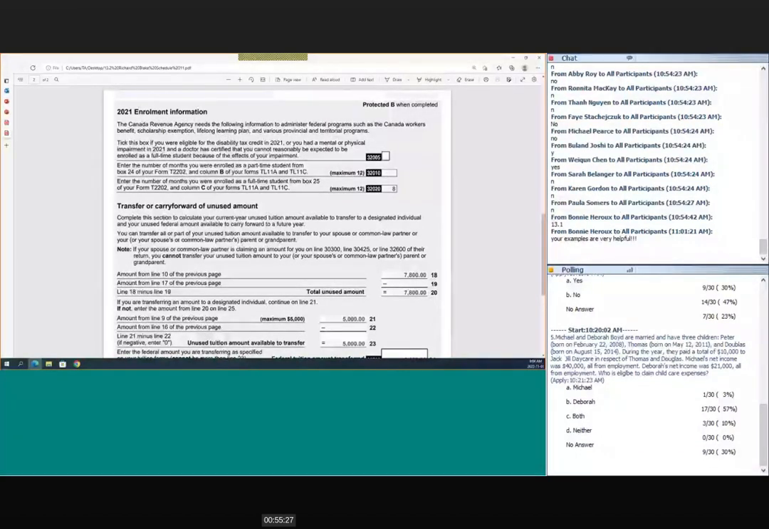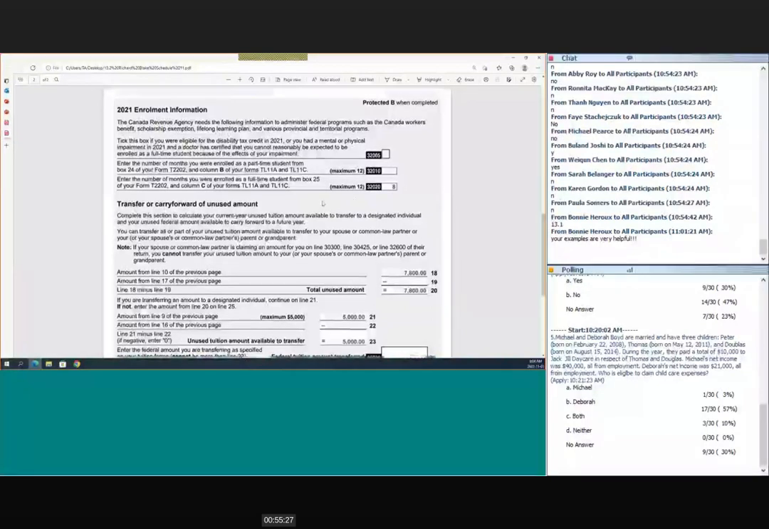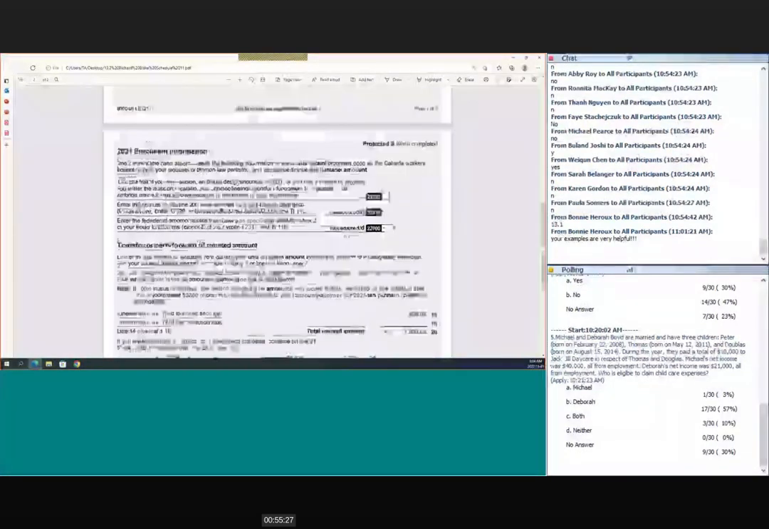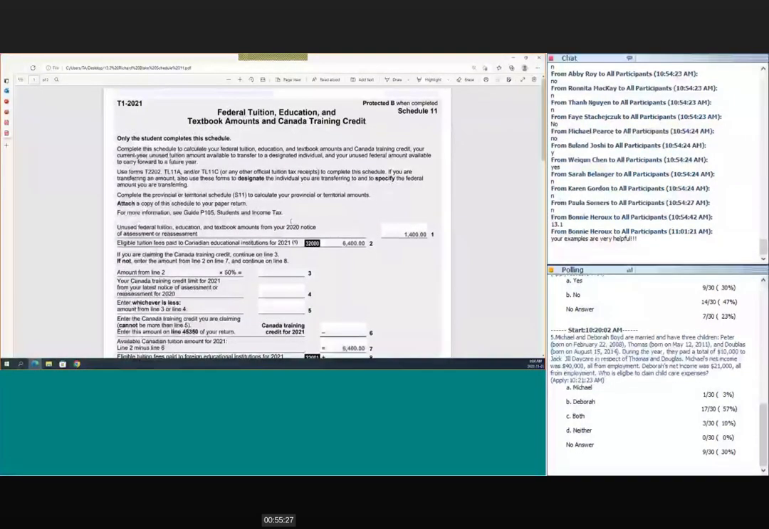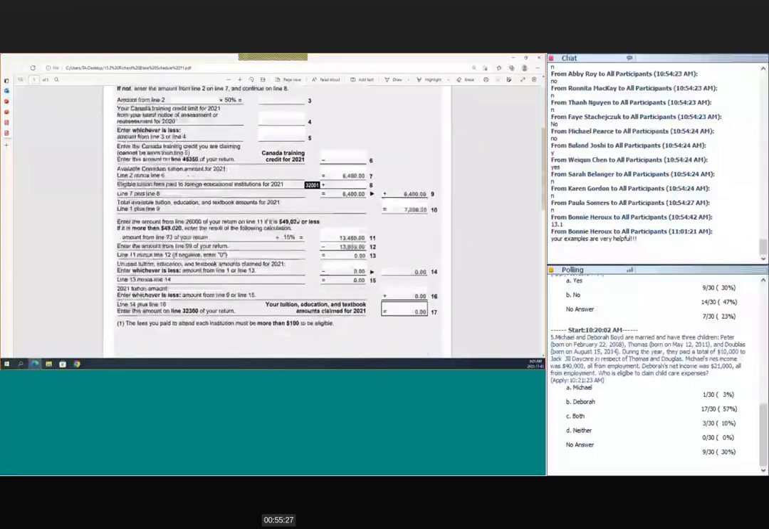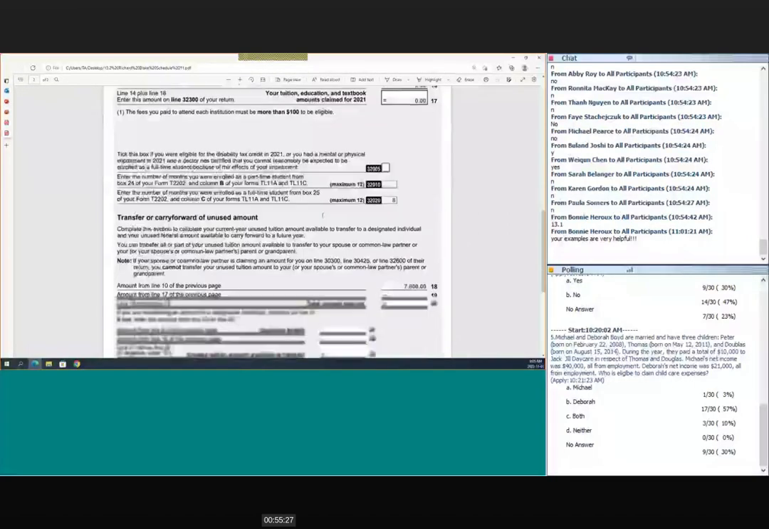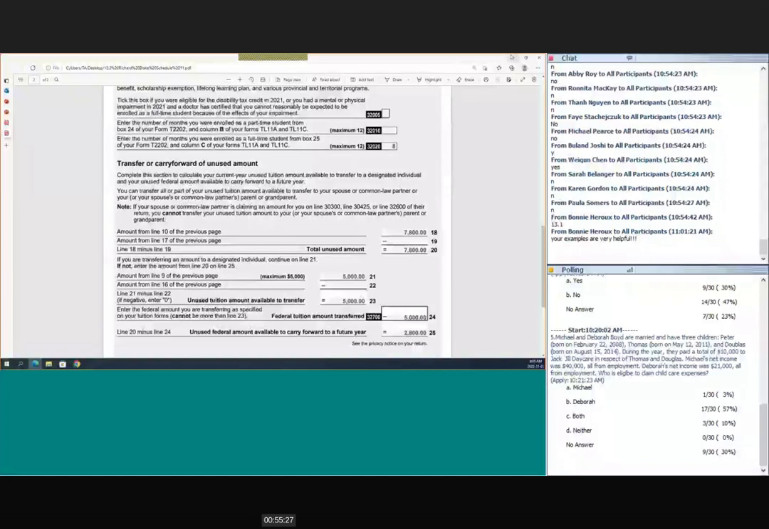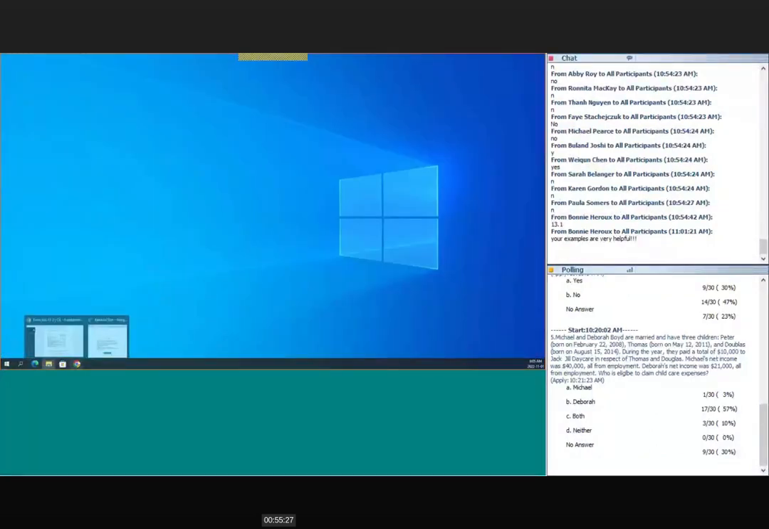You'll notice that it's a maximum of 12. You cannot have more than 12 months. You can't put in 13 or 14, right? So that's, in essence, part of the tuition. I just wanted to show you the tuition form, Schedule 11. We will go into more detail later, but I just wanted to show you that for now.